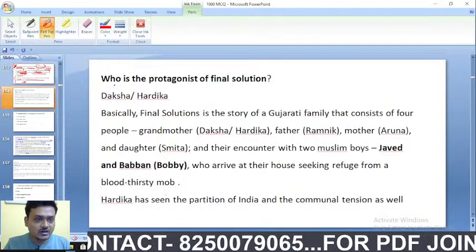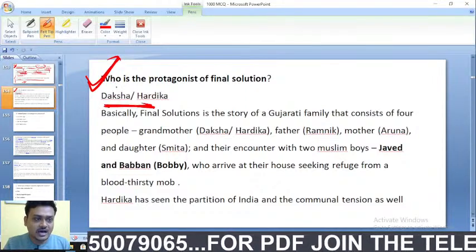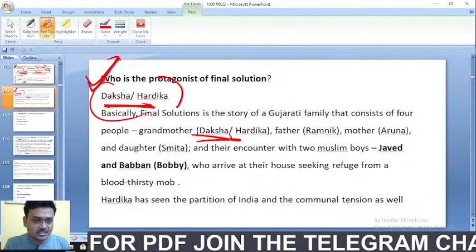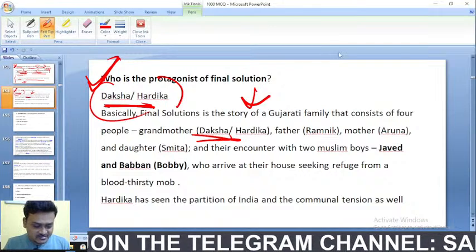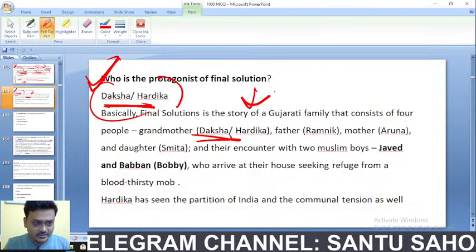Who is the protagonist of Final Solution? Here it is Daksha or Hardika. Daksha or Hardika is the protagonist of this Final Solution. For that work, Mahesh Dattani received the Sahitya Akademi Award.